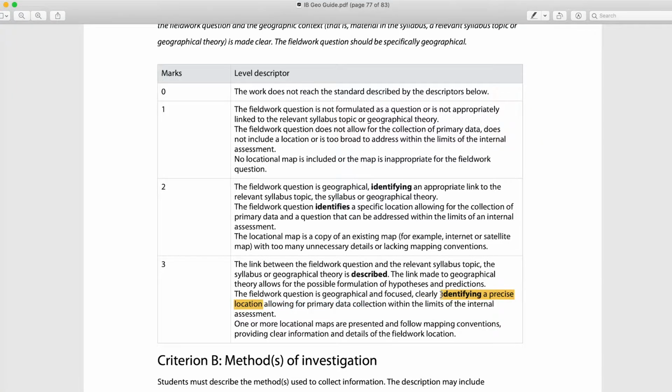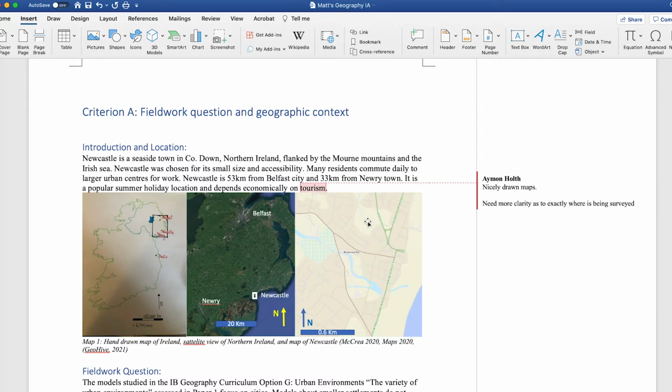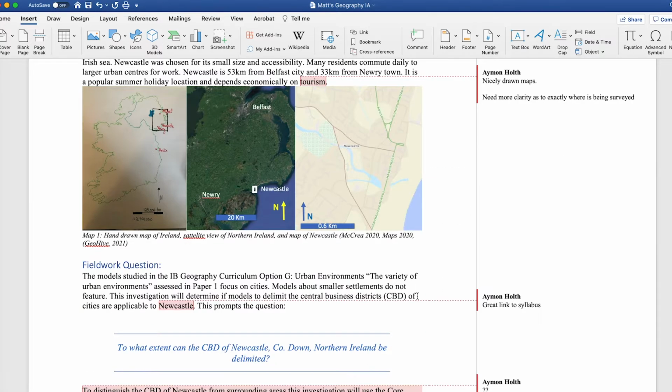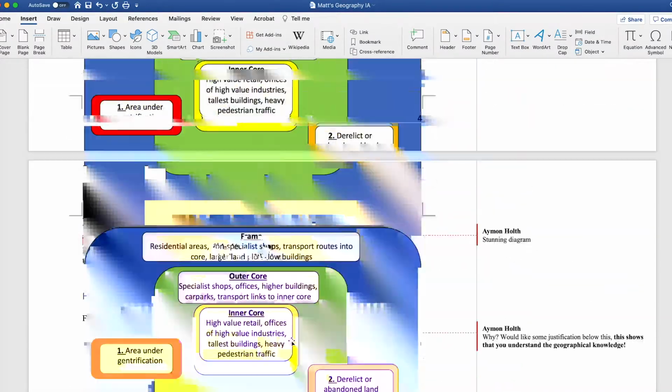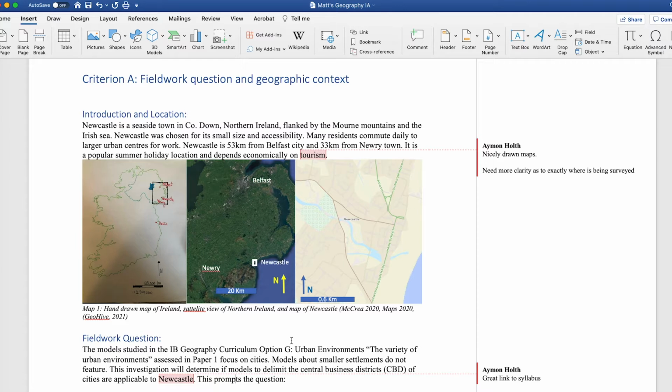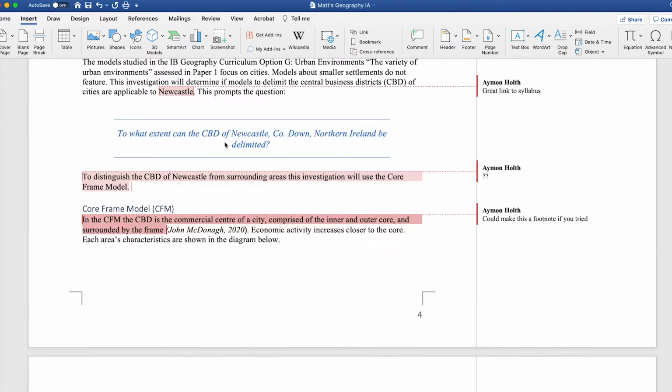And once again, if we go to the highest level mark descriptor, it says clearly identifying a precise location. Now this takes me back to the point that as of right now, yes, it gives me a region, yes, it's within Newcastle, but exactly where in Newcastle? I want to know which region you are surveying, because right now I have a few fancy diagrams, I have a few nice maps. It doesn't tell me exactly where you're doing it, so that is critical. So let's keep going here.